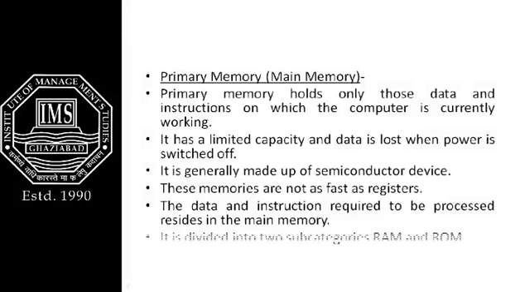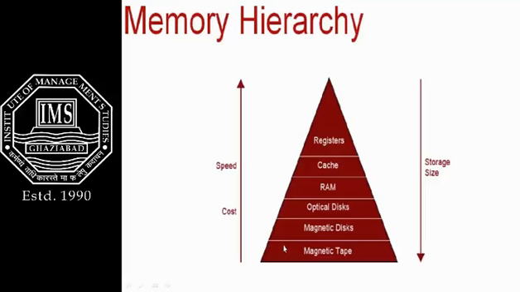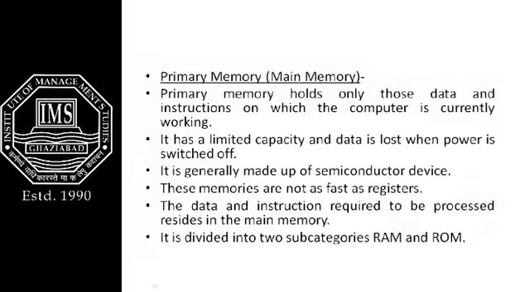Now, what is primary memory or main memory? Primary memory holds only those data and instructions on which the computer is currently working. It has a limited capacity and data is lost when power is switched off. That's why it is called volatile memory. It is generally made of semiconductor devices. This memory is not as fast as registers, because we have discussed earlier that the CPU register has the topmost position in the memory hierarchy with respect to speed also.